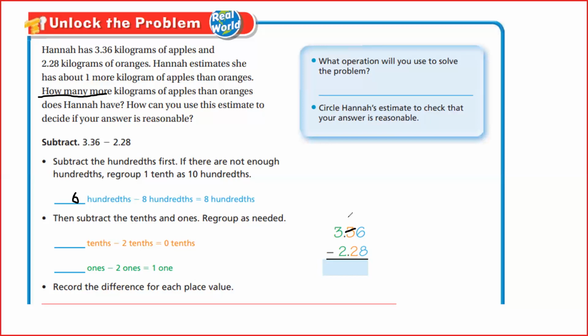So what do I have to do? I'll take 1 from the 3. Bravo. I will take 1 from the 3, and this one will be what? 16. Thank you. Then 16 minus 8 will be 8. The next, 2 minus 2 is 0. Then you have to put the decimal point. Then 3 ones minus 2 ones is 1. So the answer is 1 and 8 hundredths. Is it clear?